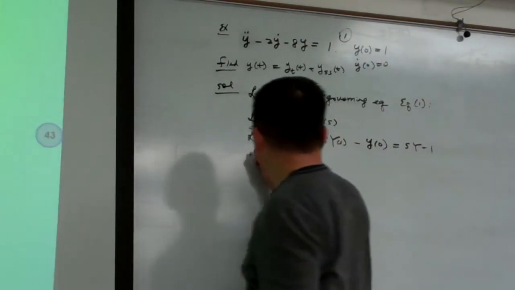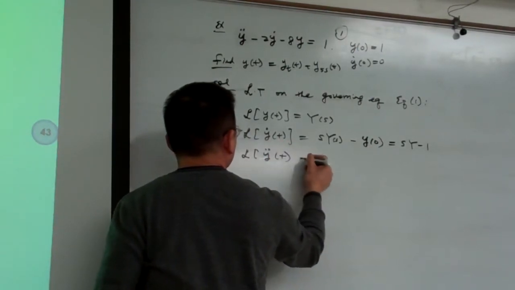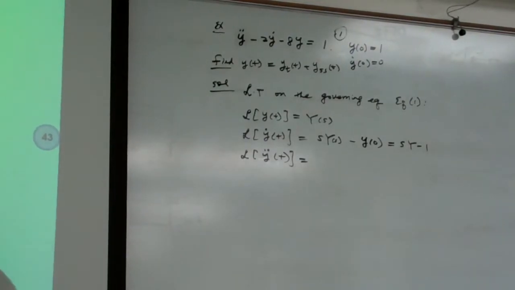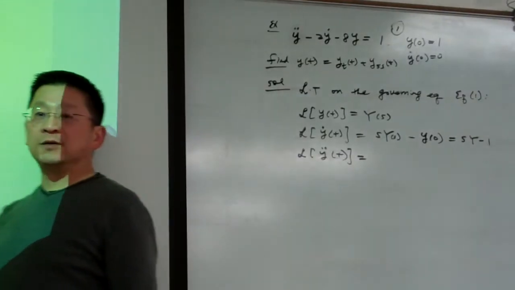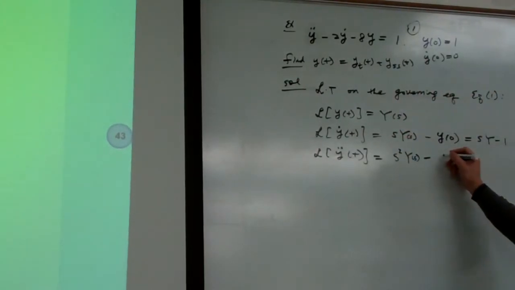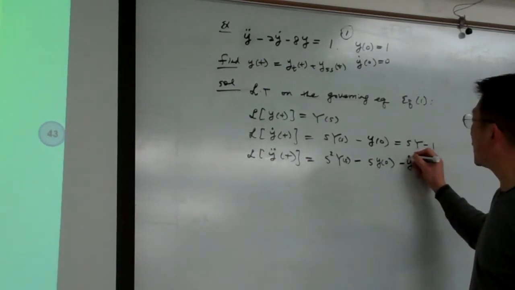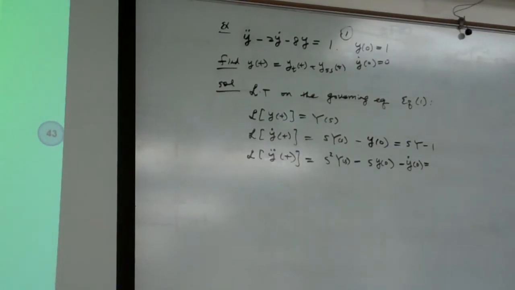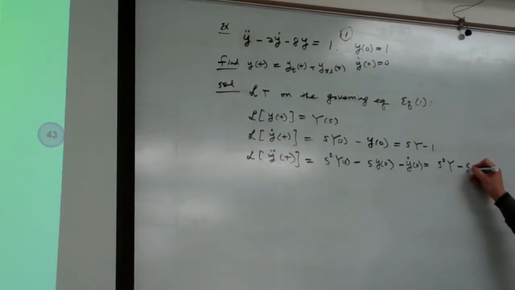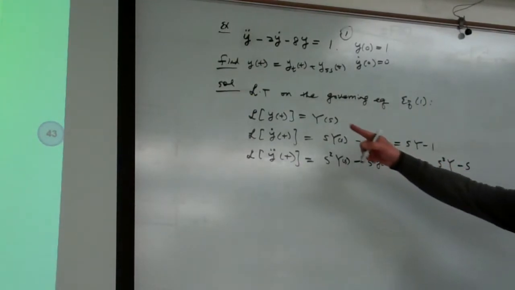Then we prepare for the double derivative. You look at this one, this is an nth order derivative, so we utilize this information. That would be s squared Y minus s times y(0) minus y dot (0). So that will become s squared Y minus s. Okay, so we plug in those things here.